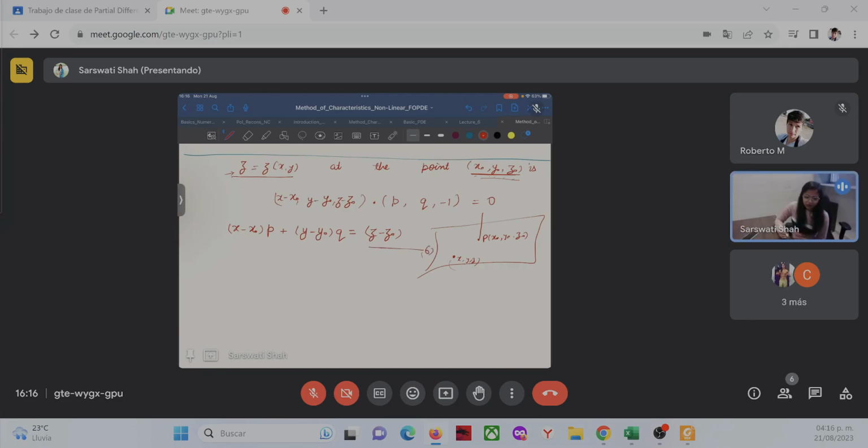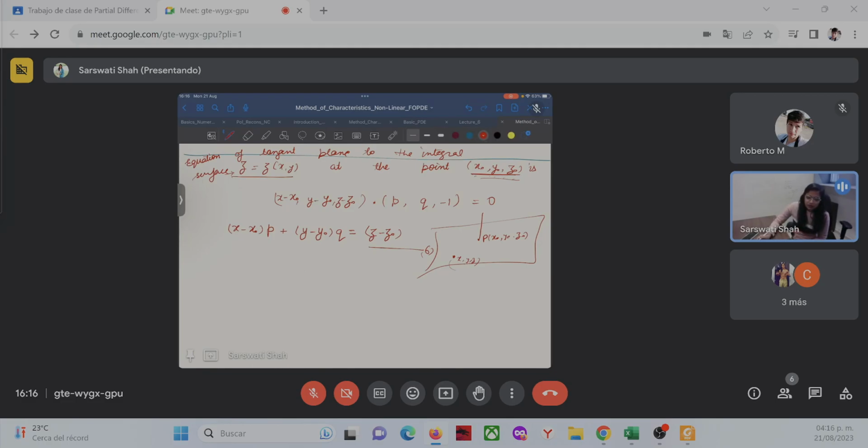This is the equation of tangent plane. Equation of tangent plane to the integral surface z equals z(x, y) at the point x naught, y naught, z naught. So this is the equation of the tangent plane.